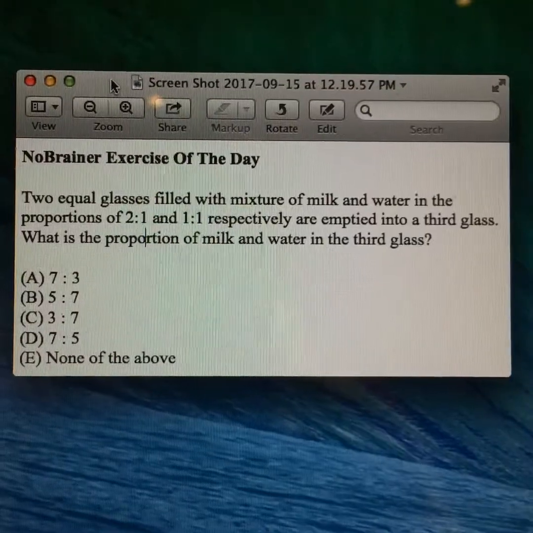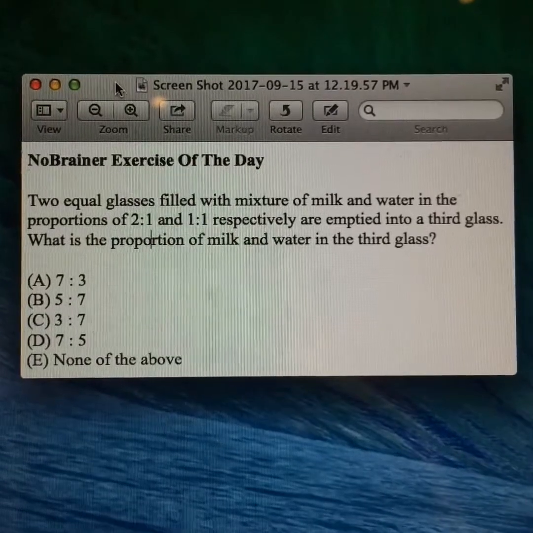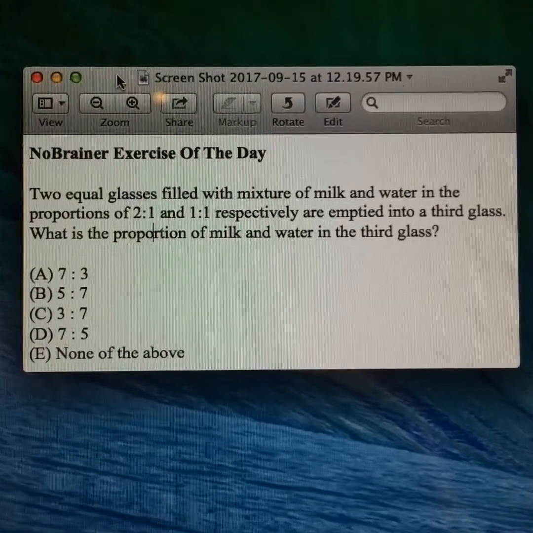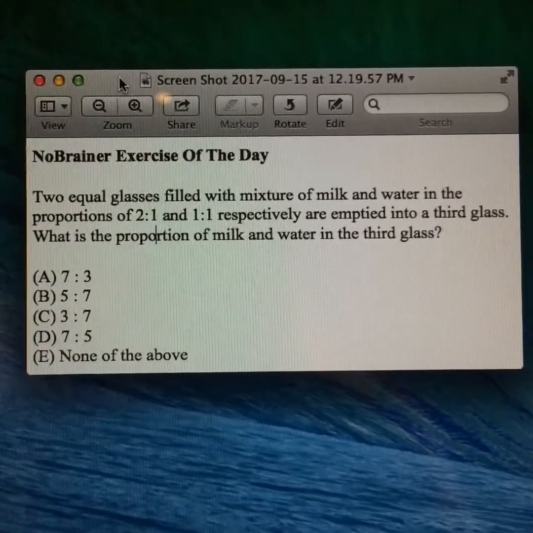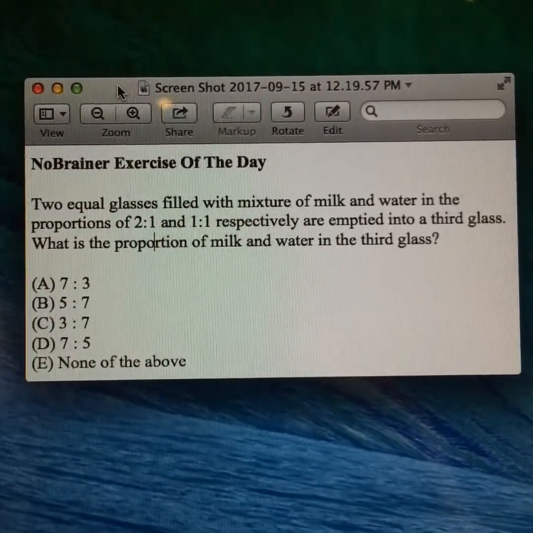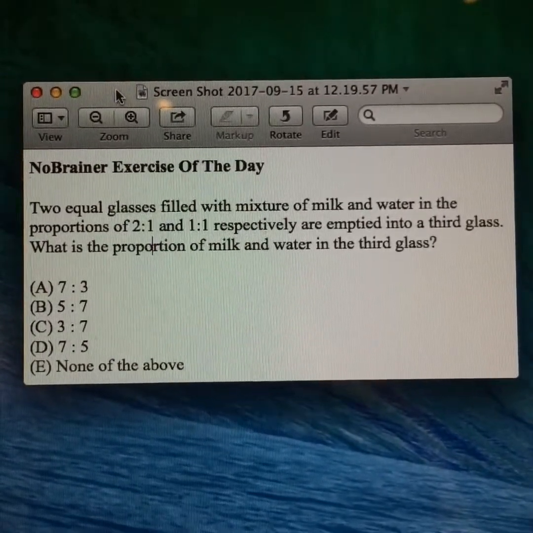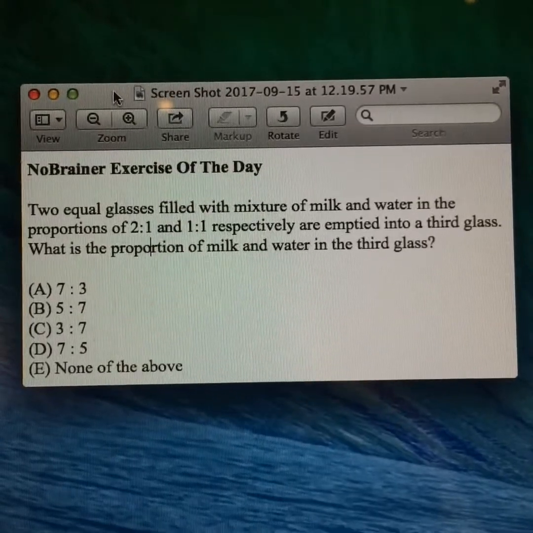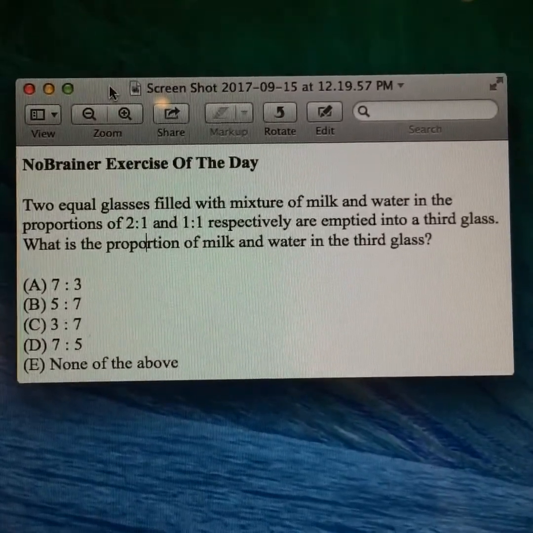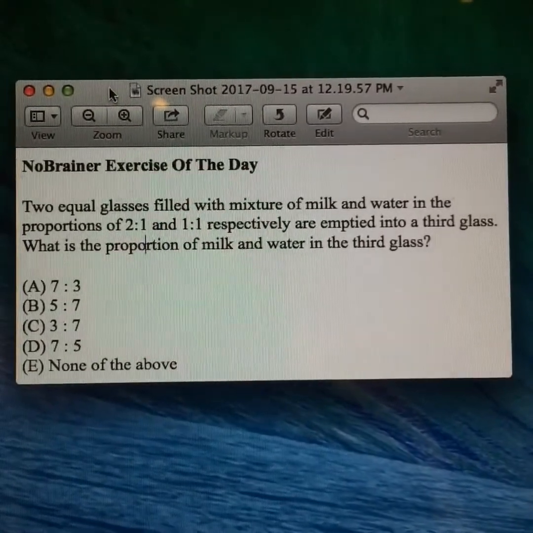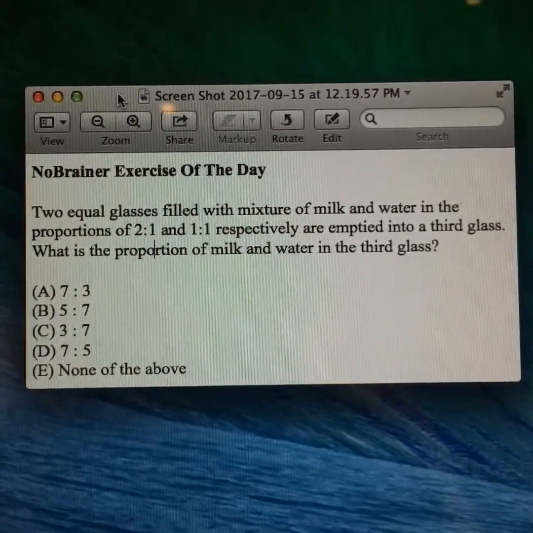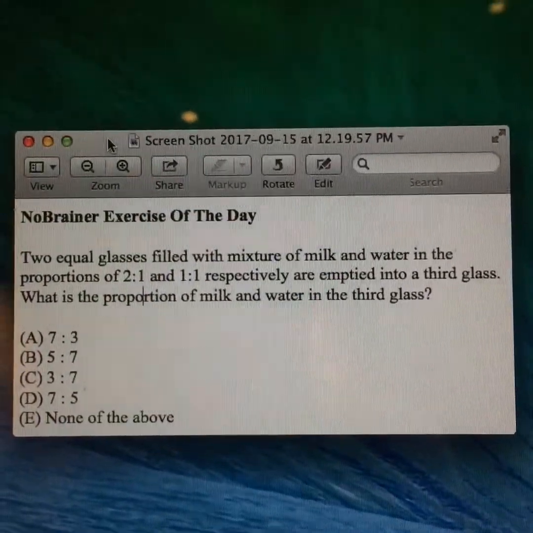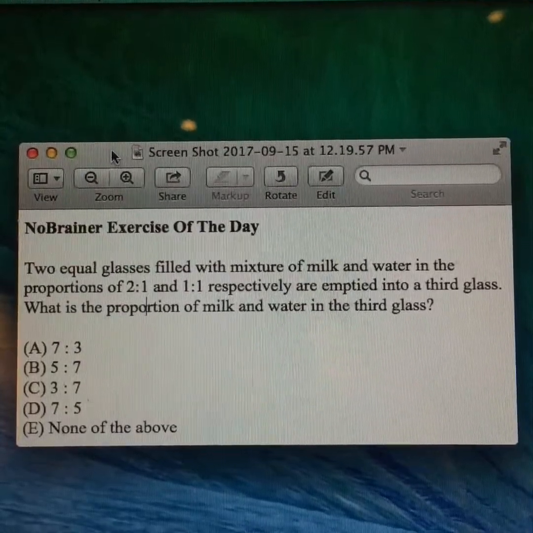I've got another exercise for you today. Let's just get right down to it. So this was a problem of the day exercise posted to the NoBrainer Facebook page today, in fact. And it's in the category of a ratio-related word problem. Really not that hard, and I really like this problem because it enables me to display one of my key strategies. Let's first read the exercise, have a look at it while I read.